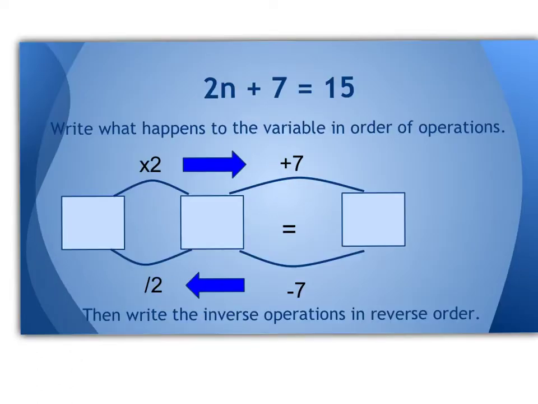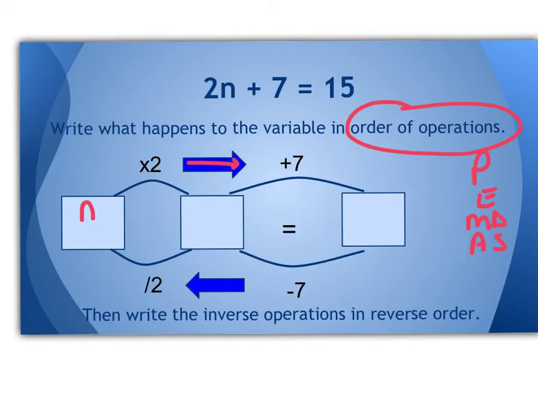Now we're going to write what happens to the variable, but we're going to do it using order of operations. So if you look at order of operations, and I'll write those here, PEMDAS. Please excuse my dear Aunt Sally. There's no parentheses in the problem. There's no exponents. There is multiplication. So what do we do first? We multiply the unknown, n, times 2, and then we add 7, as you can see by the arrow here, to get our answer, which is, we know, 15.